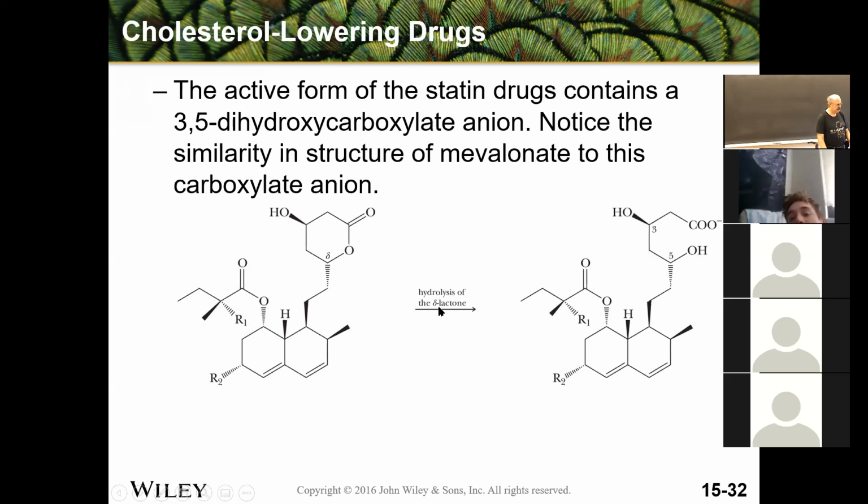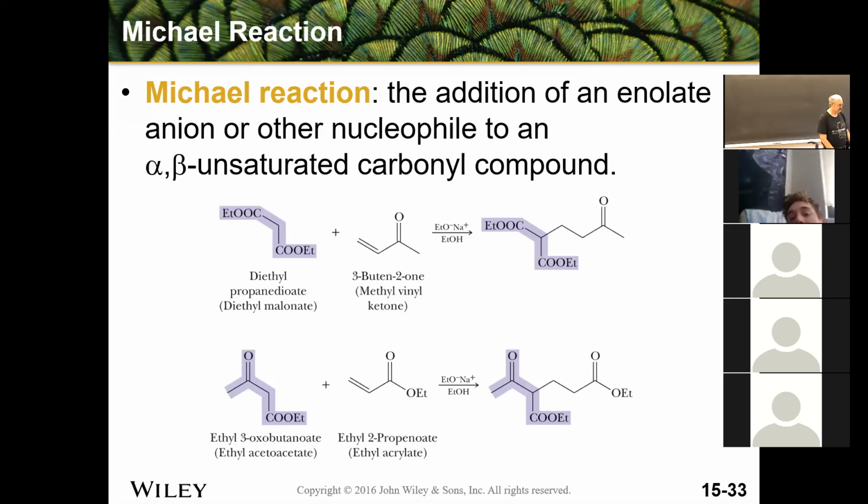Here's a term we looked at previously, lactone. A lactone is a cyclic ester. And when this hydrolyzes, the ester splits, we get an alcohol and a carboxylate. Right, the Michael reaction is the addition of an enolate anion or other nucleophile to an alpha beta unsaturated carbonyl compound.